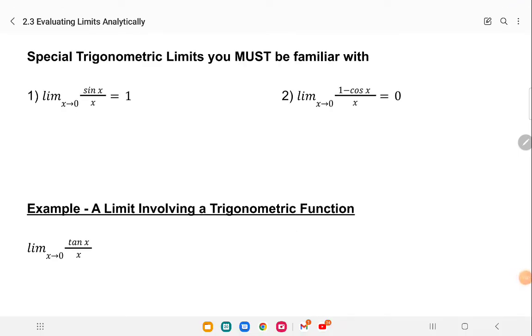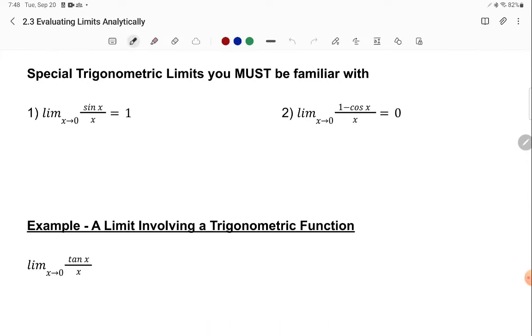And now the very last thing for this video is looking at two limits that you must be familiar with. In this class, we're not necessarily going to go over the proof of why these are true. If you look at the graphs, you can see that they're true. For example, the limit as x approaches 0 of sine x over x is 1. But if you try to plug 0 in, it's undefined. But if you look at the graph, it's going to be 1.